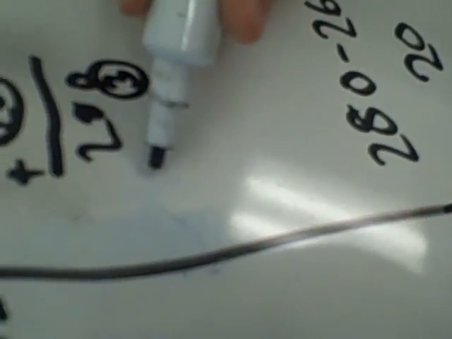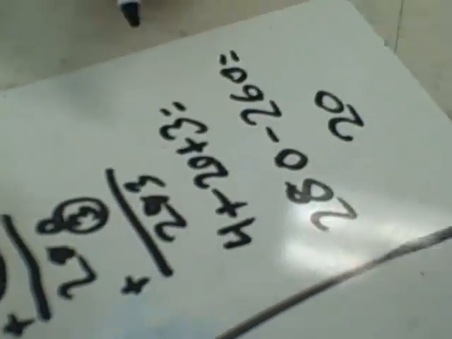Plus 280. 280 plus 3 is 283. That is our answer. Now we go 4 plus 20 plus 3 equals 27. 27 is our final answer.